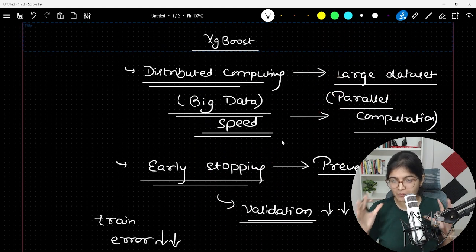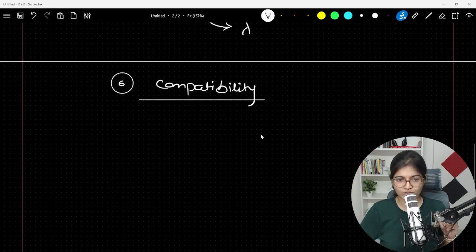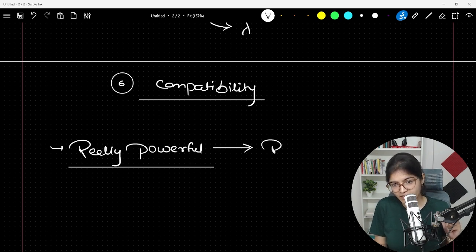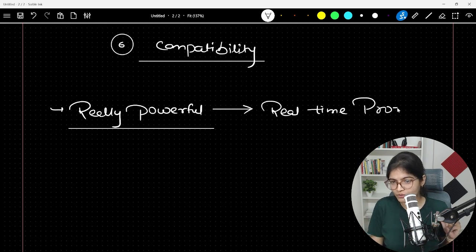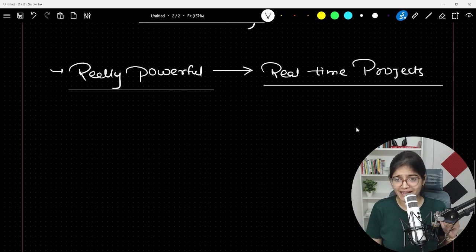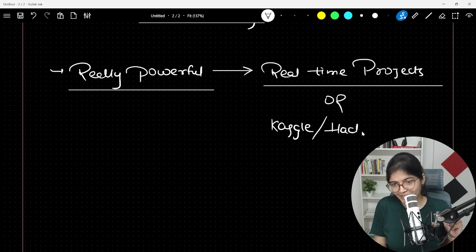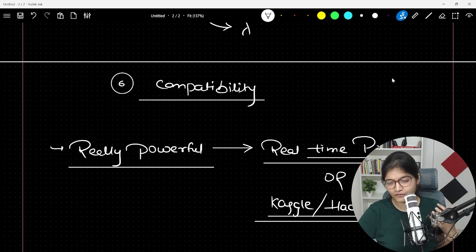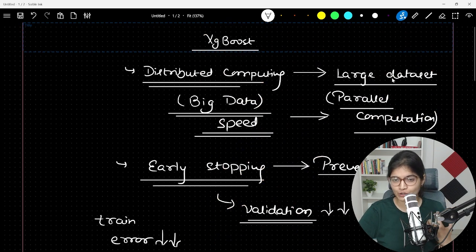All these things combined make this algorithm really powerful. It is really powerful in the sense that in most real-time projects, and even if you are participating in Kaggle competitions or hackathons, you can give it a try. As I always say, random forest is the first one, and the second one I always prefer is XGBoost. Chances are very high that it will give you better performance because of the features we have just discussed.